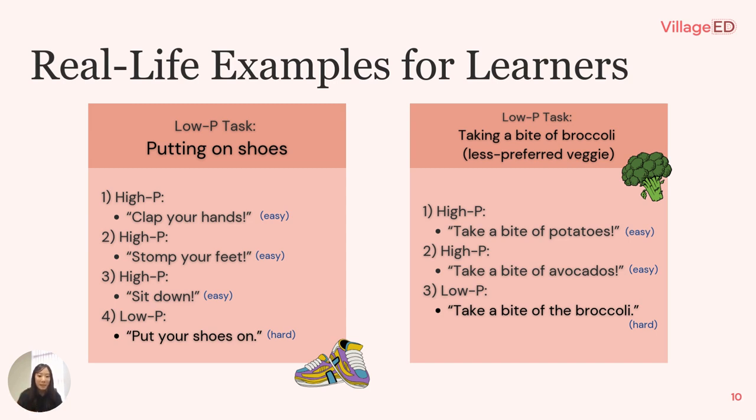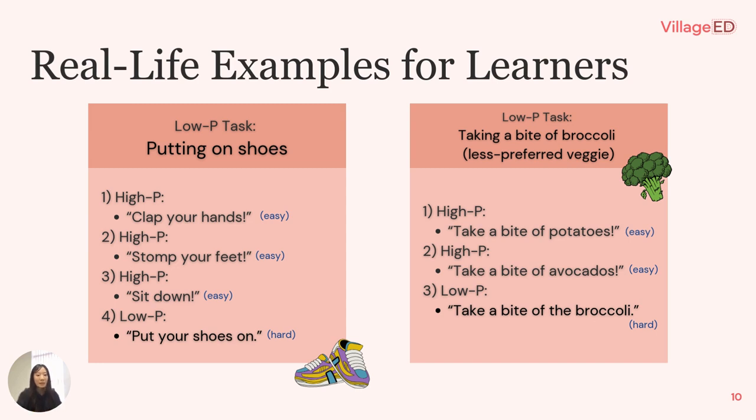Our second example, taking a bite of broccoli, and let's say broccoli is a less preferred veggie, while potatoes and avocados are moderately preferred. So we're building up to it again. I would say, take a bite of potatoes. Yay, good job. Take a bite of avocados. Great. Now we'll take a bite of broccoli, and then I would follow through with that.